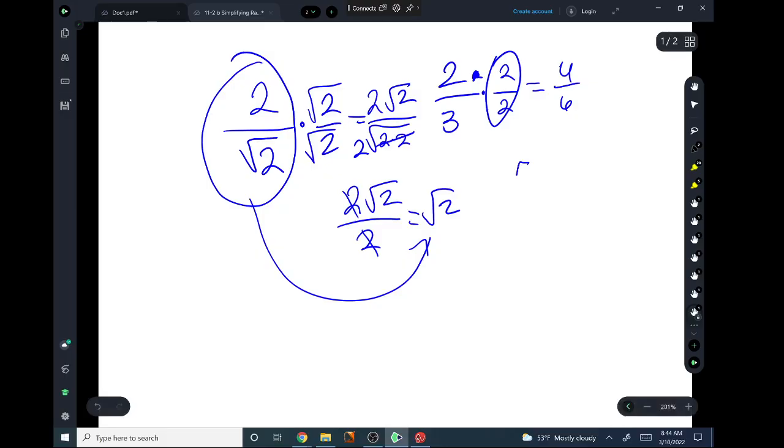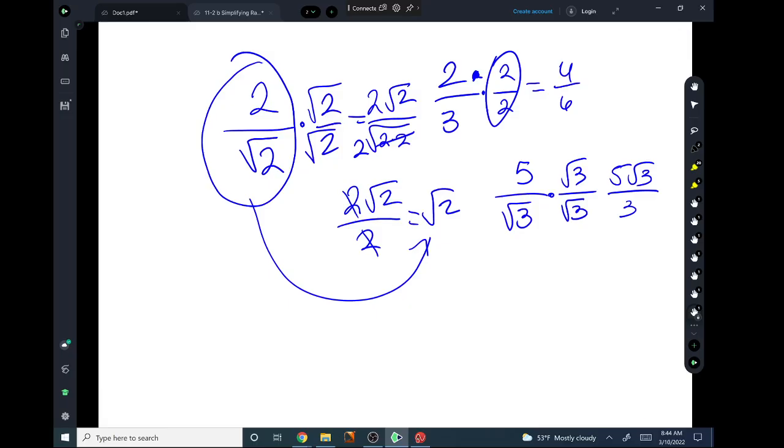So if I had, I don't know, whatever, 5 over root 3. If I want to get rid of the root 3, what would I multiply by? You can't multiply by root 3 because that's not 1. What can you multiply by? Yeah, you said it later, right? Root 3 over root 3. And that becomes what? 5 root 3 over root 3 times root 3 makes 3. Not root 6, Caitlin. That wouldn't even make sense. So 5 root 3 over 3. You see how we're doing this? It's actually quite easy.